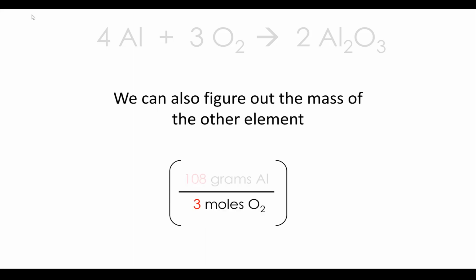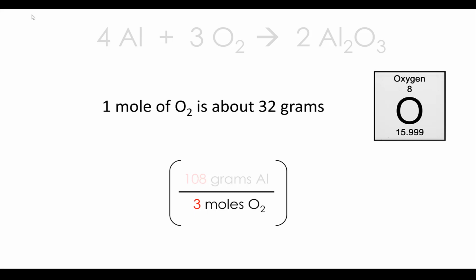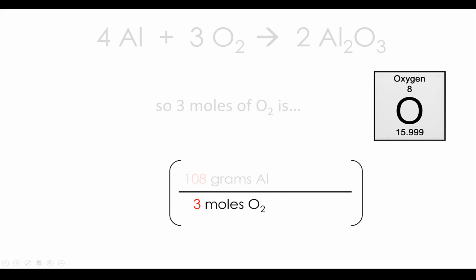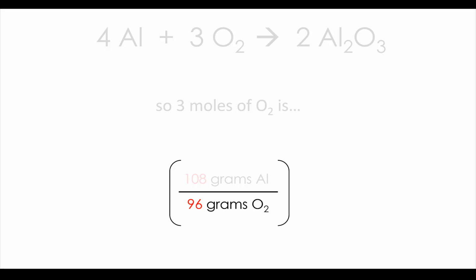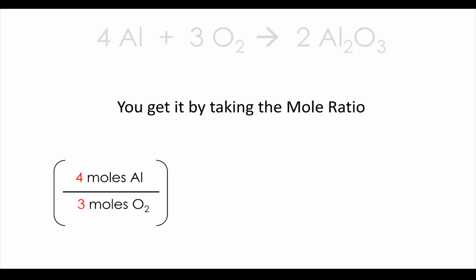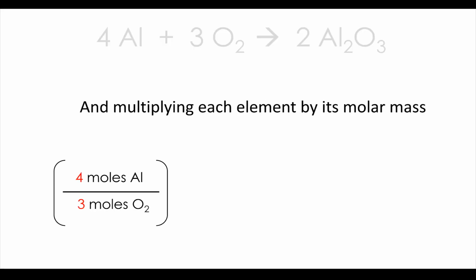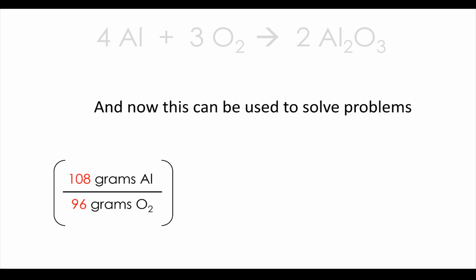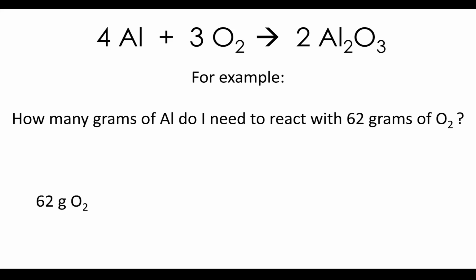I can also figure out the mass of the other element. 1 mole of O2 is about 32 grams. Now oxygen is like 16, but O2 is 2 oxygens, so you multiply it by 2. So 3 moles of O2, well, you multiply it by the molar mass, it's 96 grams. So I found the gram ratio. It wasn't that hard. You get it by taking the mole ratio and then multiplying each chemical by its molar mass. It says element, but maybe not element, maybe chemical, sorry. You can use this to solve problems.